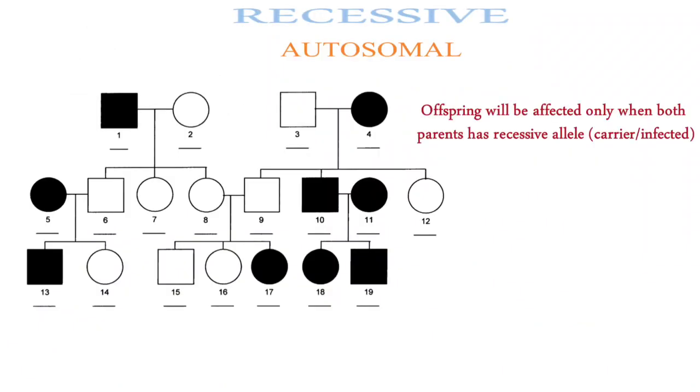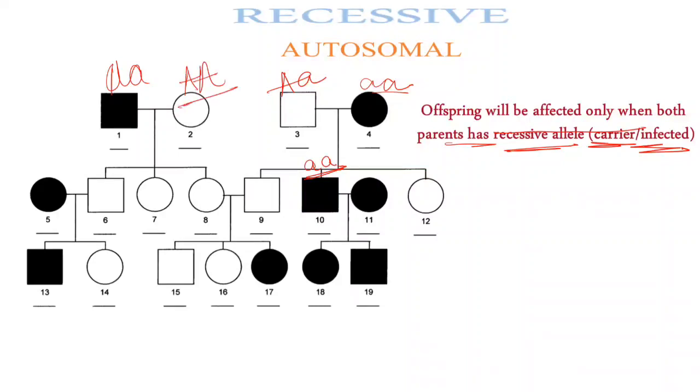Now let's see the recessive autosomal condition. For a recessive autosomal condition, offspring will be affected only when both parents have the recessive allele, that is, the parents are carriers or the parents are affected. For example, in this case, the mother is affected and the father is a carrier, so only then their children got this disease. While in this condition, the father was diseased, but the mother was neither a carrier nor affected. That's why none of their kids got the disease.